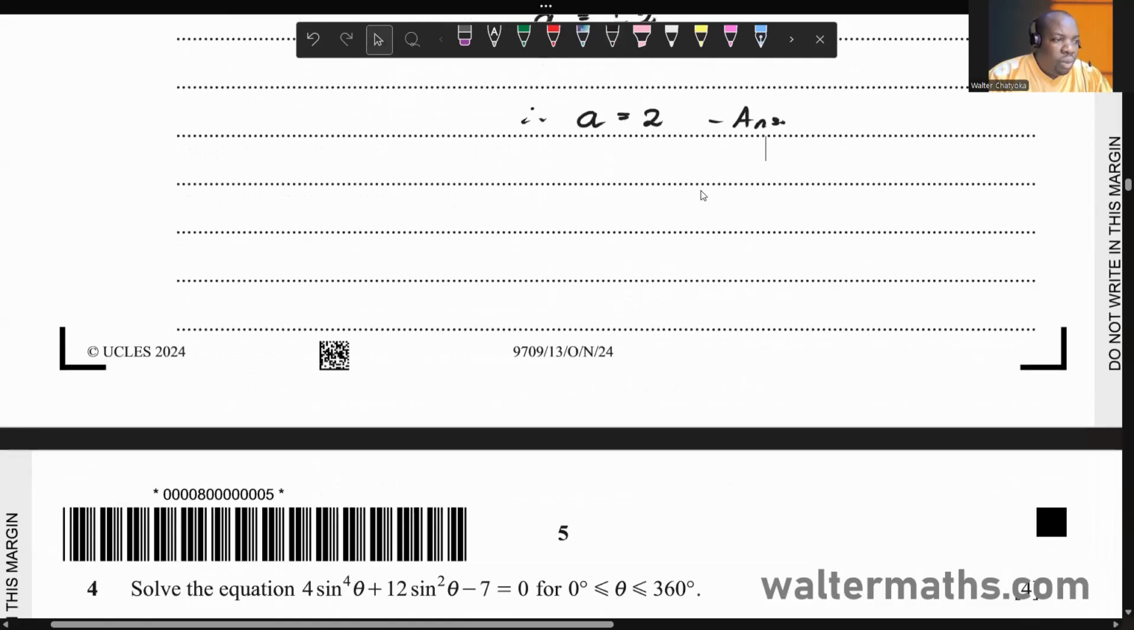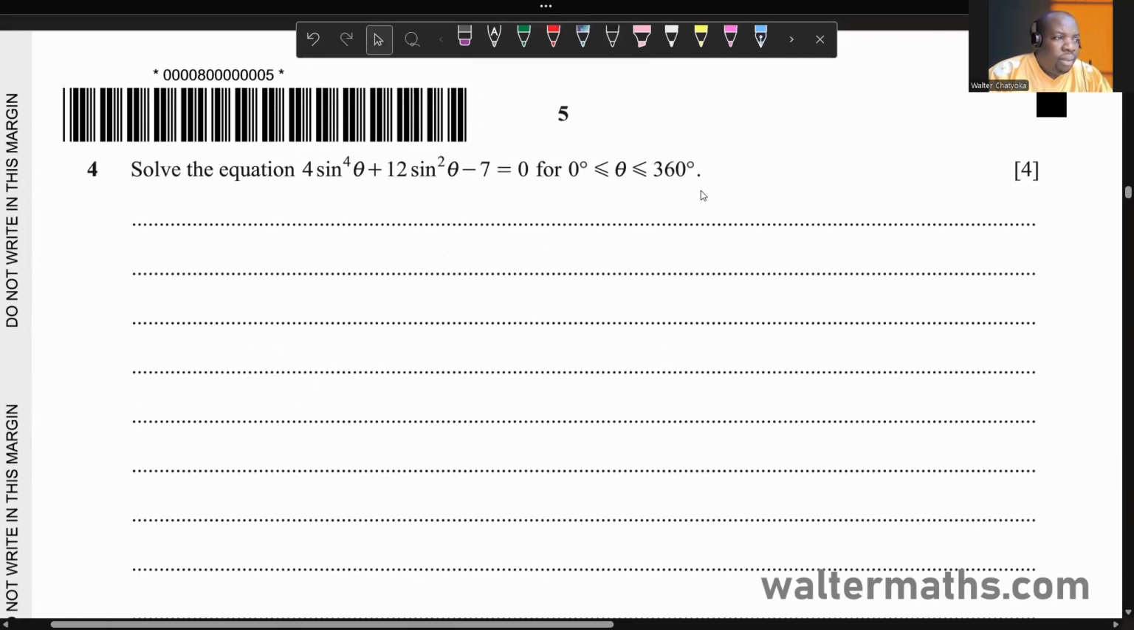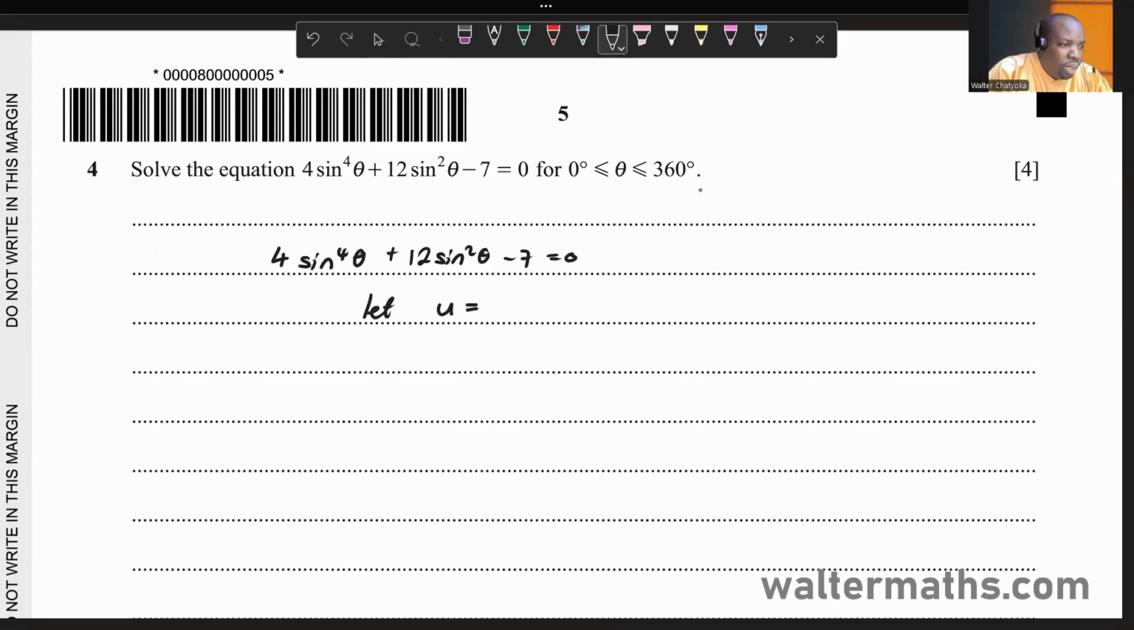Let's move on to the next question, number 4. It says, solve the equation 4 sine to the 4 of theta plus 12 sine squared theta minus 7 equal to 0 for values of theta ranging between 0 and 360 degrees. So we have 4 sine to the 4 of theta plus 12 sine squared theta minus 7 equal to 0. I will let u be equal to sine squared theta. So therefore, it will now be 4u squared plus 12u minus 7 equal to 0.